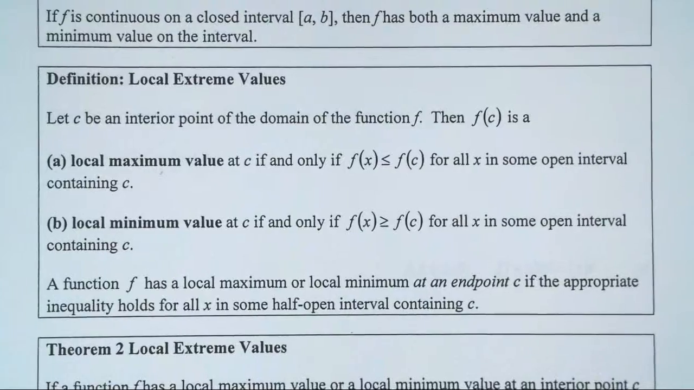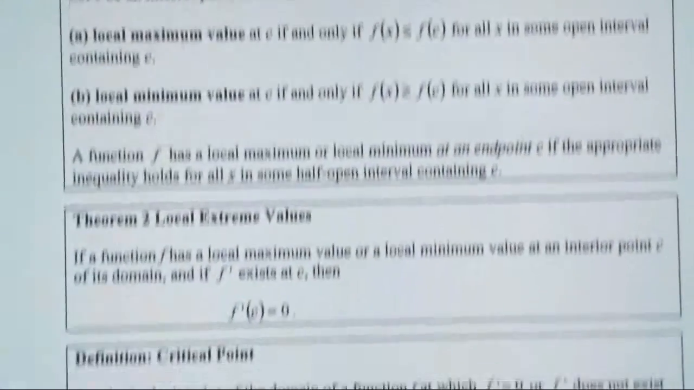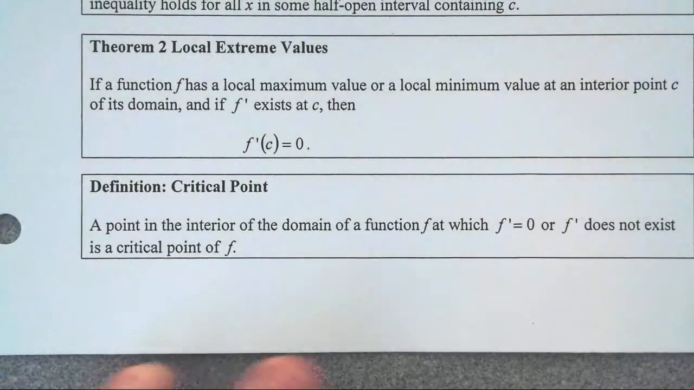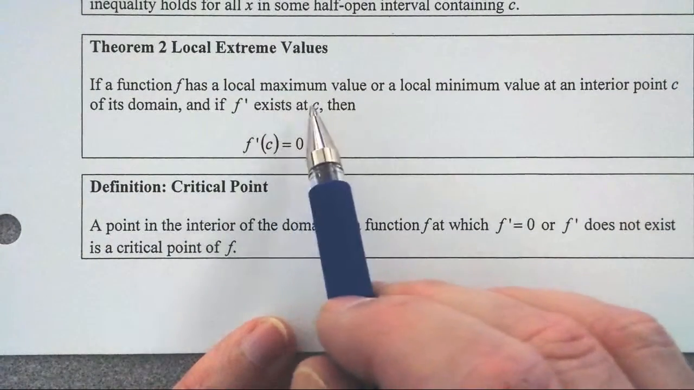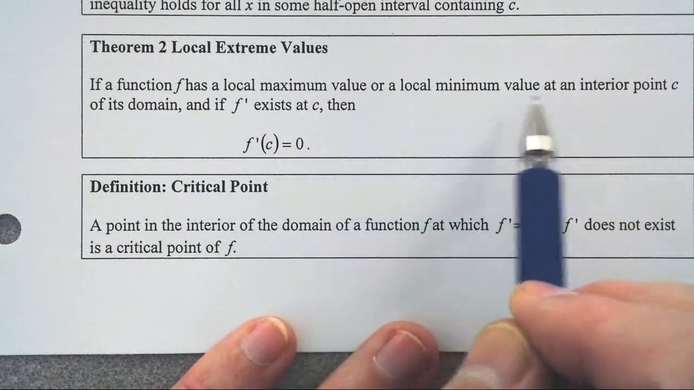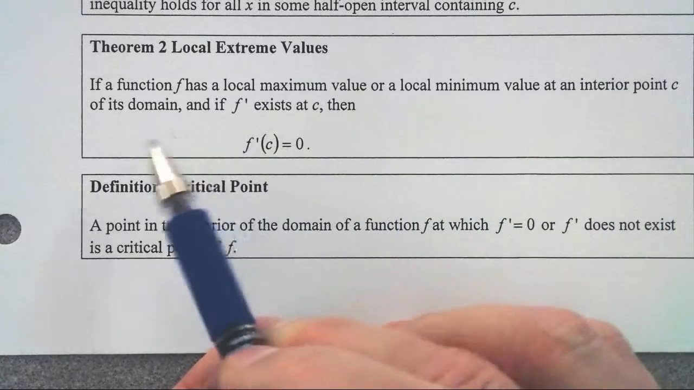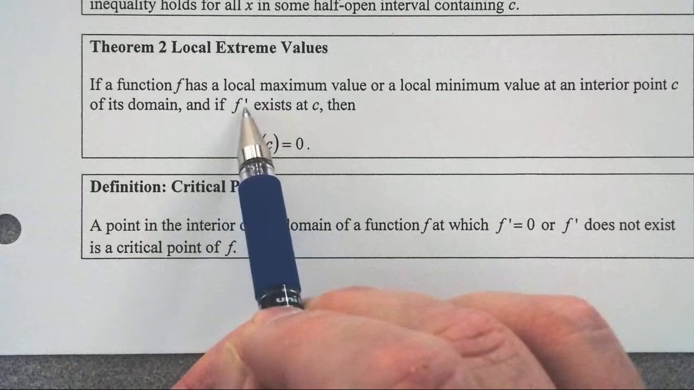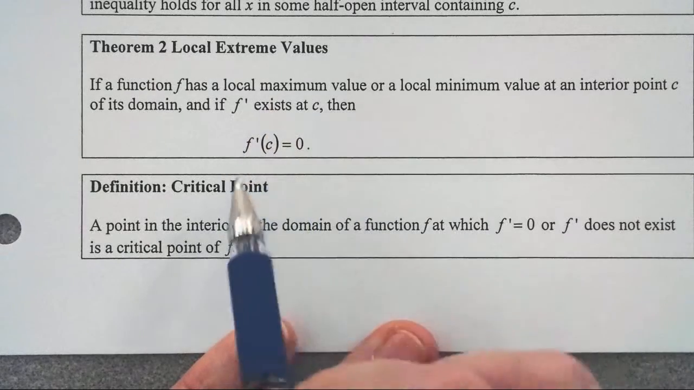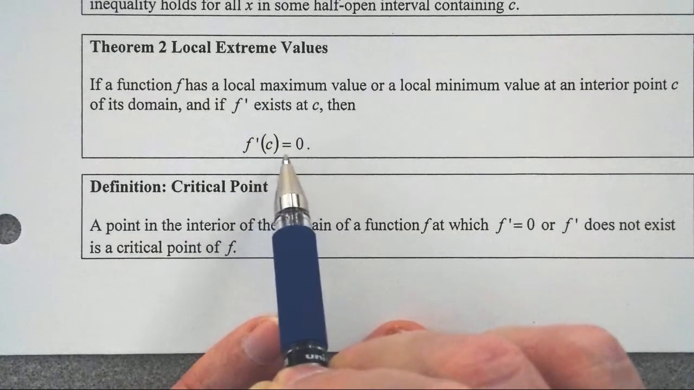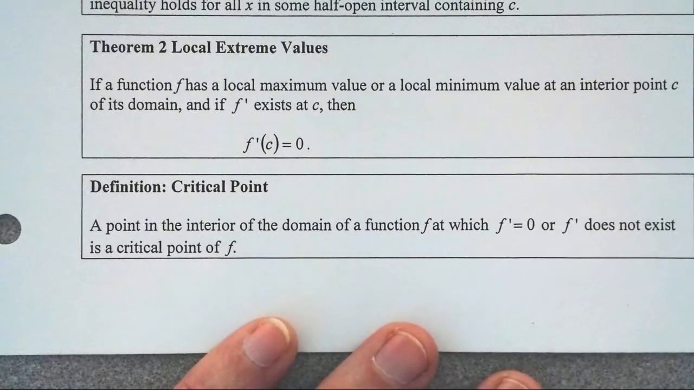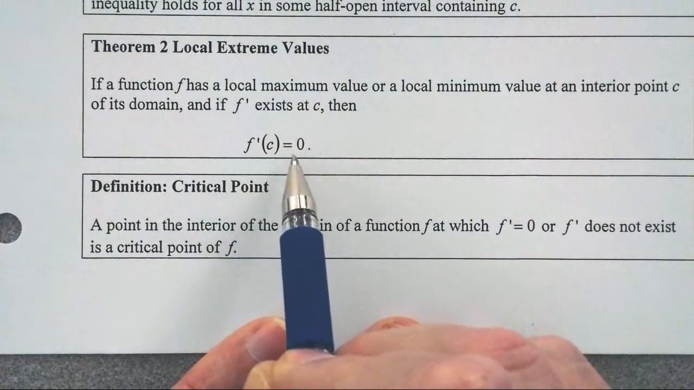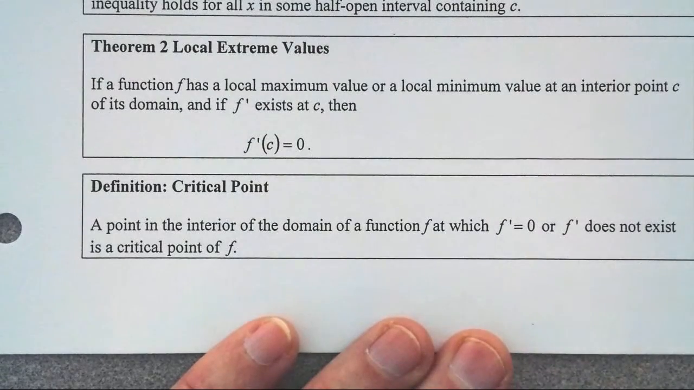Okay, so that is our local extreme values. And then take a look here. This one should make sense now that we've seen the graph. If a function f has a local maximum value or a local minimum value at an interior point c of its domain, and if f prime exists, if it's differentiable there, then f prime of c, the slope, is 0. Now that doesn't mean there's only a maximum or minimum when the slope is 0. Remember, if the slope is undefined.